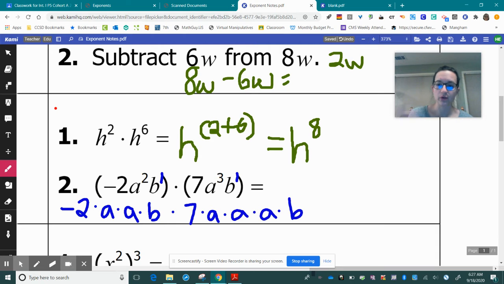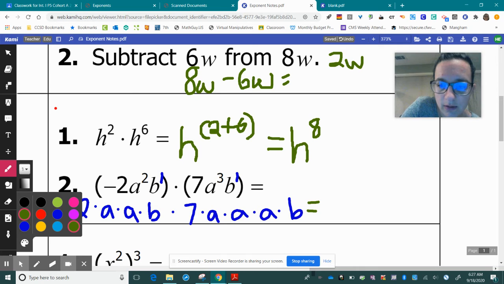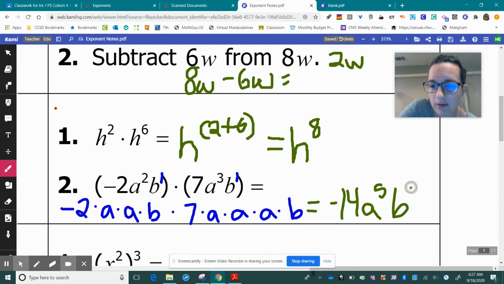From here, we can kind of regroup using that commutative property of multiplication. So we have our negative 2 times 7, which would give us, and I'll change my color for the answer, a negative 14. And then we have our a's next, right? Alphabetical order for variables. A's go next. We have 1, 2, 3, 4, 5. This would be a to the fifth. Then we have two b's, so it'd be b squared.